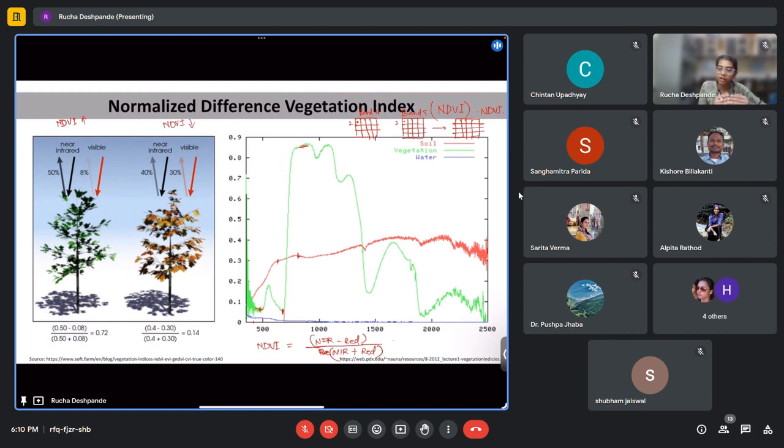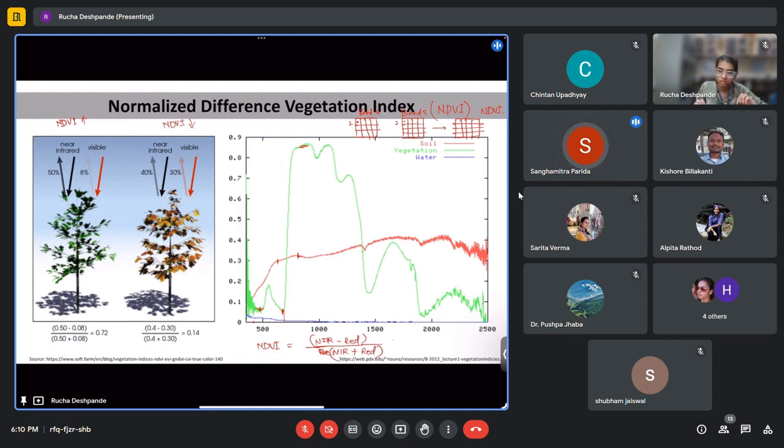So by monitoring NDVI over a region for a certain amount of time, we can see if the vegetation health is changing or it's getting affected through time in an area. We can also monitor if the vegetation cover is increasing or decreasing in an area. So there are many such applications for using this index.